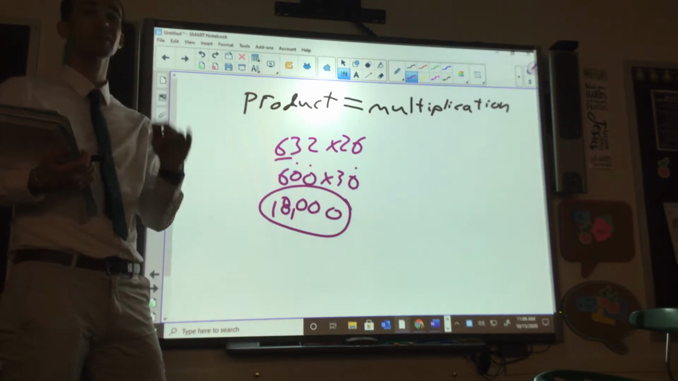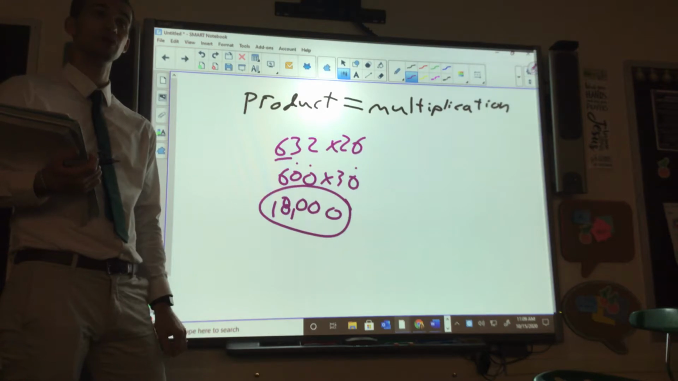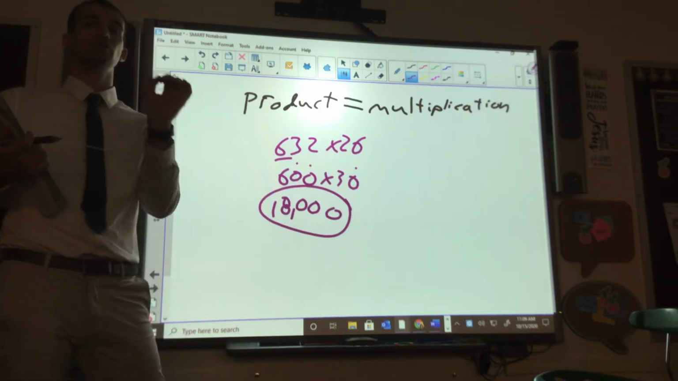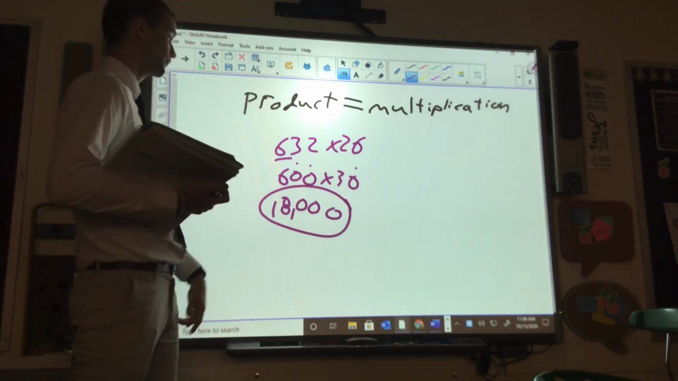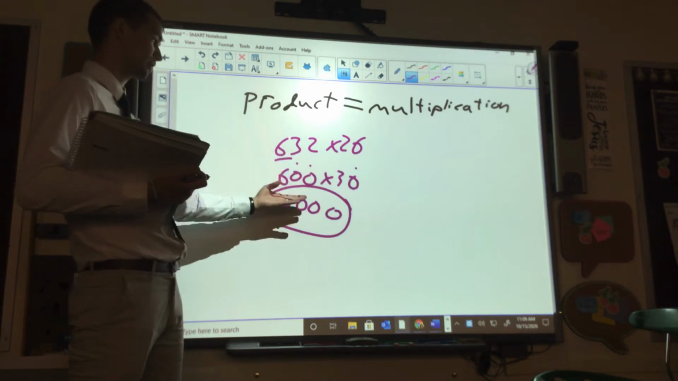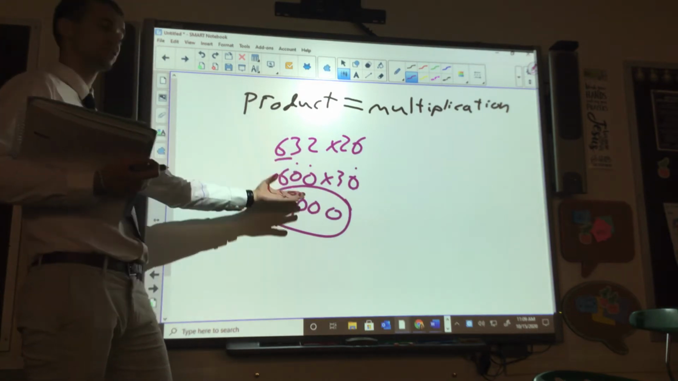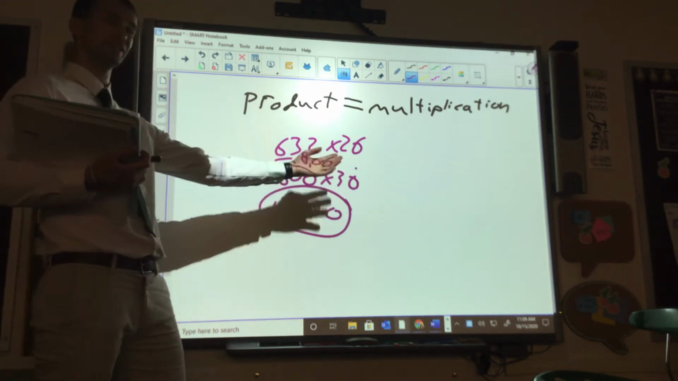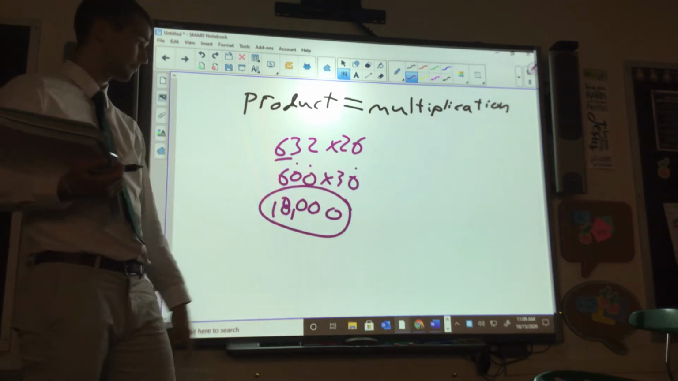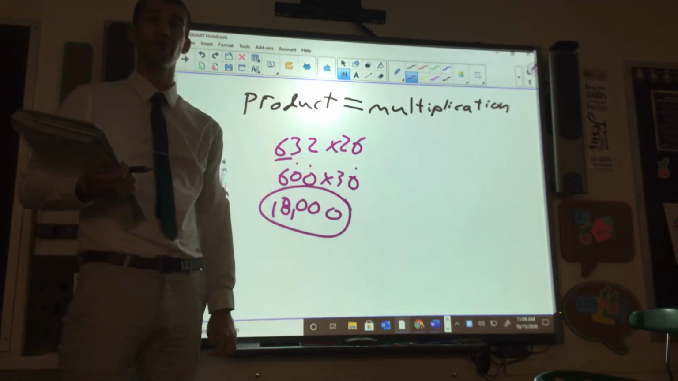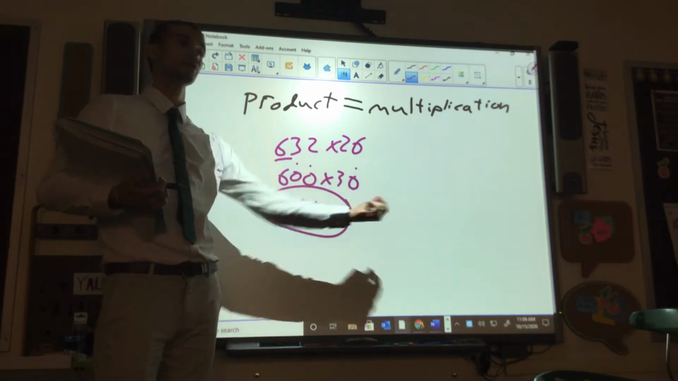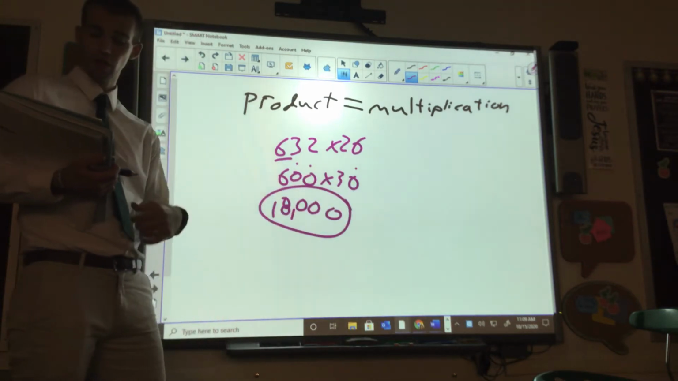Is it always going to be this easy? No. Actually, it kind of is. Most of the time it will be, if you are actually doing the right kind of estimation. So if I'm rounding to the nearest 100 and get 600, nearest 10 and get 630, I don't know what 63 times 3 is off the top of my head, but I know what 6 times 3 is. If I know 6 times 3, the zeros will fall in line afterwards.